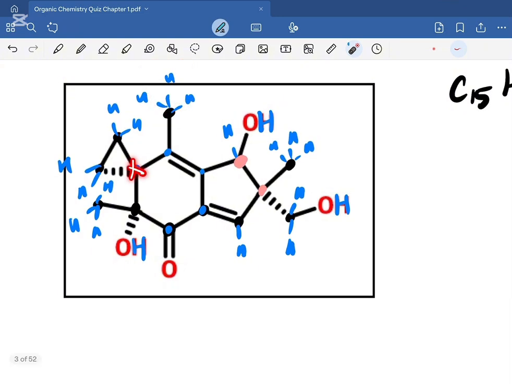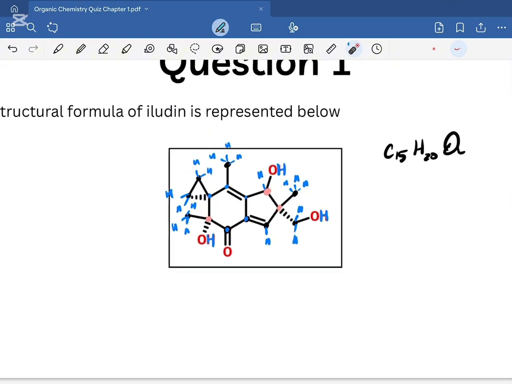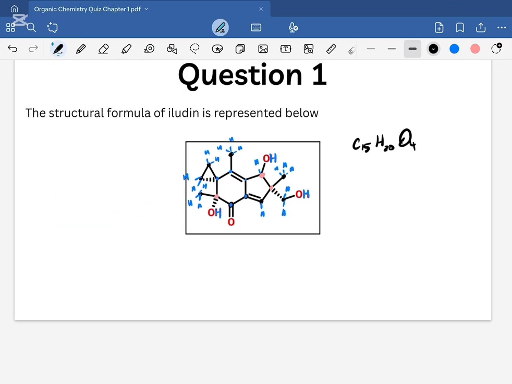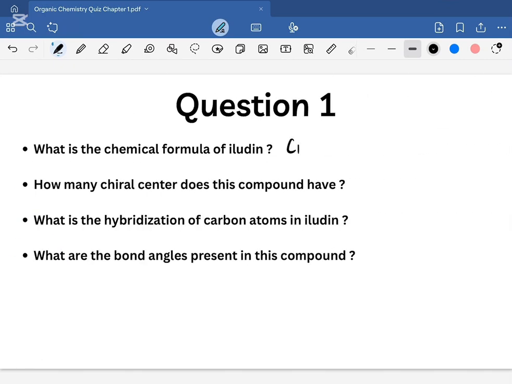This one is not a chiral center as it's attached to the same groups. This is not a chiral center, and this is not a chiral center. So this one is actually a chiral center as it's attached to the OH, it's attached to this group, to this one, and to this one. So it's attached to 4 different groups. So we are going to end up having 3 chiral centers. So for this part, it's going to be C15H20O4. And for this one, we're going to have 3 chiral centers for this structure formula.